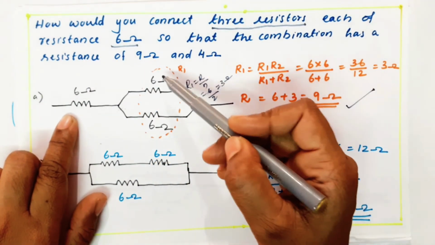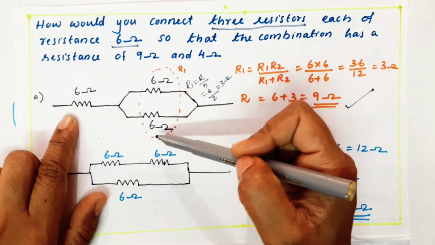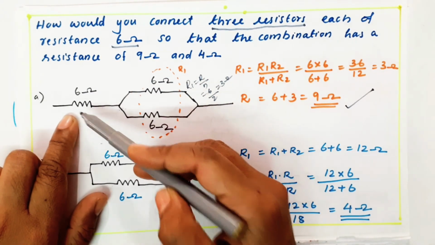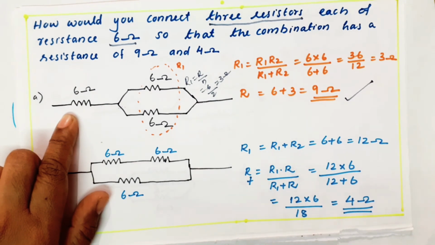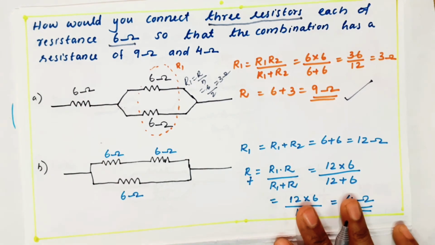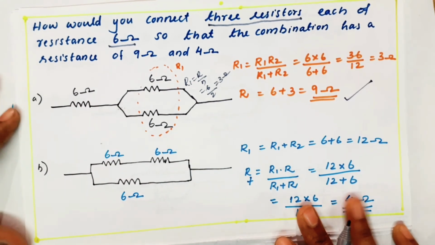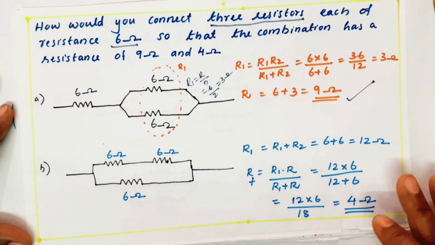So how will you get 9 ohm? Two 6 ohm resistors connected in parallel, and that combination is connected in series to another 6 ohm. Now I need 4 ohm. So here also you have to think in this way of possibility.